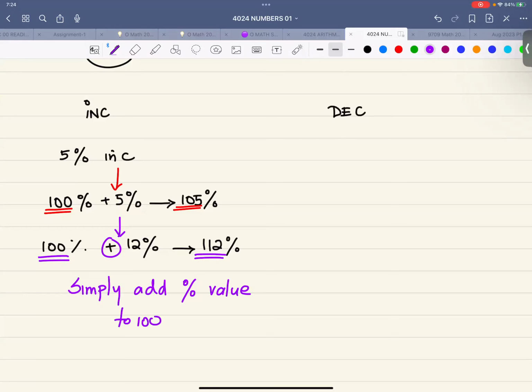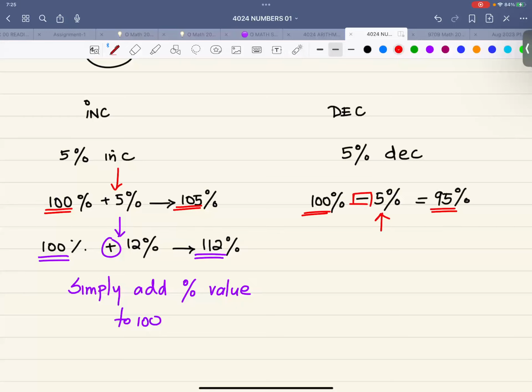And now when we talk about decrease, what is happening? For example, if I'm talking about a 5% decrease, that is 100% minus 5%, which comes out to be 95%. That means a value of 100 became 95 because of this decrease of 5%.